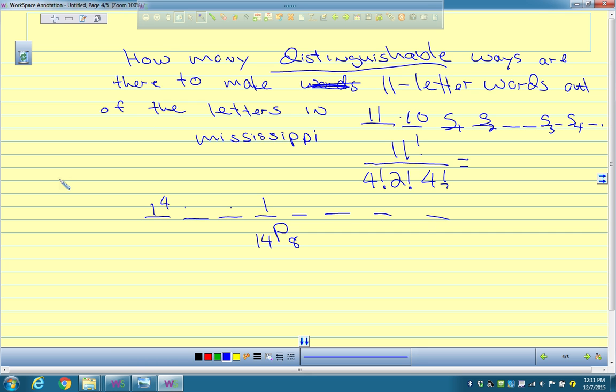Yes? On that one, do you also have to divide by the n minus r factorial? For this one? Yeah, but n minus r is 1, right? N minus r, this is 11 permutation 11. So it's 11 factorial over 11 minus 11 factorial, which is 0 factorial, which is 1, right? And so that kind of helps math.